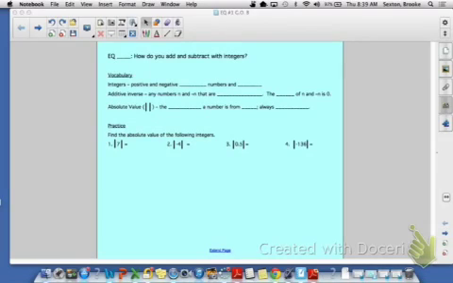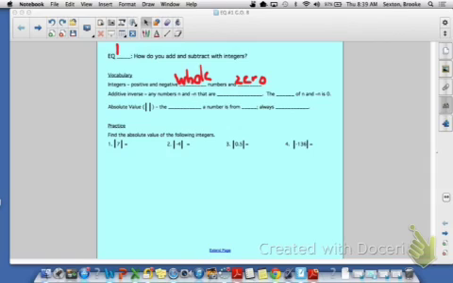Our first essential question is how do you add and subtract with integers? For vocab, the first word is integers. What are they? Well, actually, it's very simple. They're positive and negative whole numbers and 0. 0 is also included as an integer, even though it's neither positive nor negative.